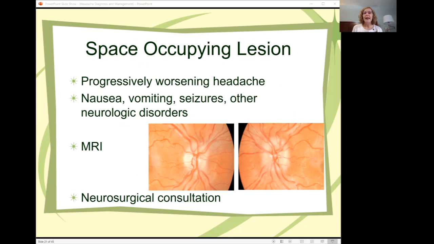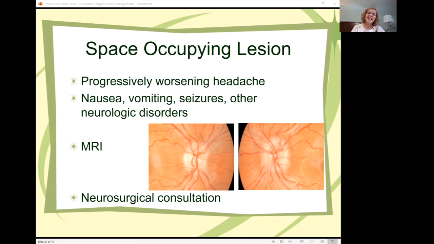A tumor in the head can cause a progressively worsening headache that's worse in the morning or when the patient is in a head down position. Now, it would be unusual that a brain tumor would present with just an isolated headache. Generally, these patients will have other symptoms such as nausea, vomiting, seizures, or other neurologic or neuropsychiatric disorders. But they may not mention these symptoms to you.